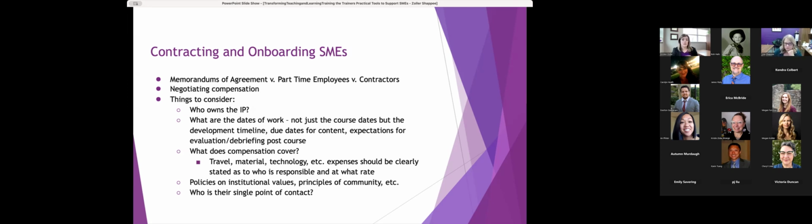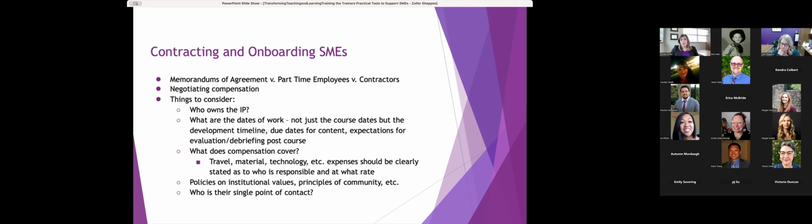Some other things that we would really encourage you to consider is what we've got on the slide. Now, we enter most of our SMEs into a memorandum of agreement that includes language on all of these topics. If you are hiring them in whatever fashion, we'd still encourage you to find out how you can have documentation that both parties understand and agree to different things. And some of these are on the slide.